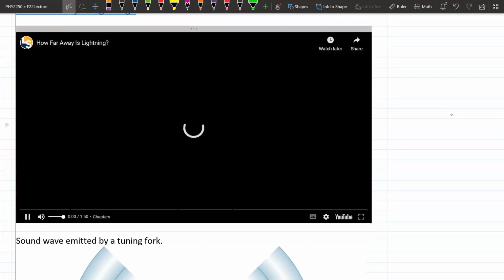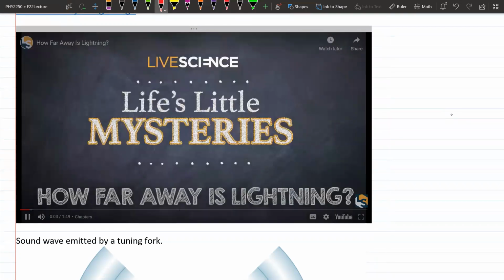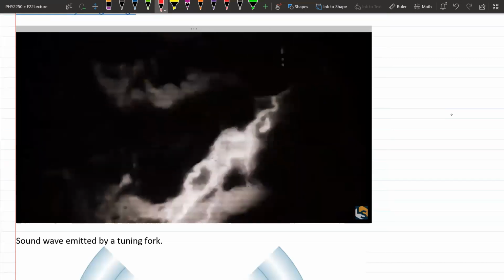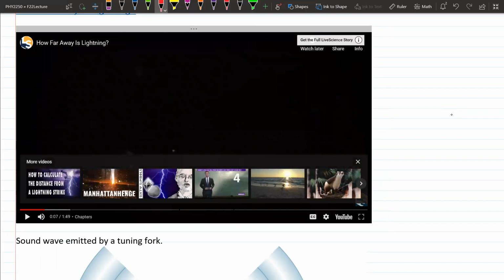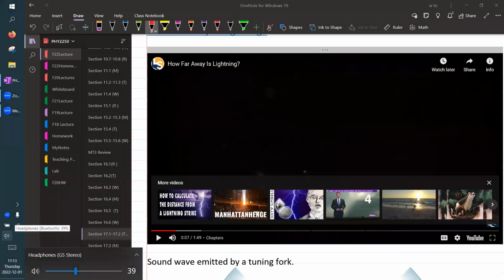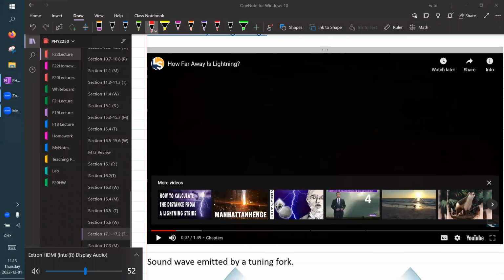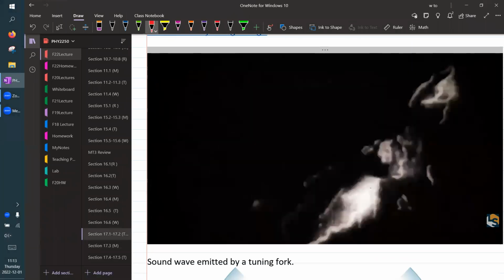We're not gonna watch the whole thing, but it allows you to calculate how far lightning strikes. If I can get the sound to work. Hopefully this is not going to be crazy loud.